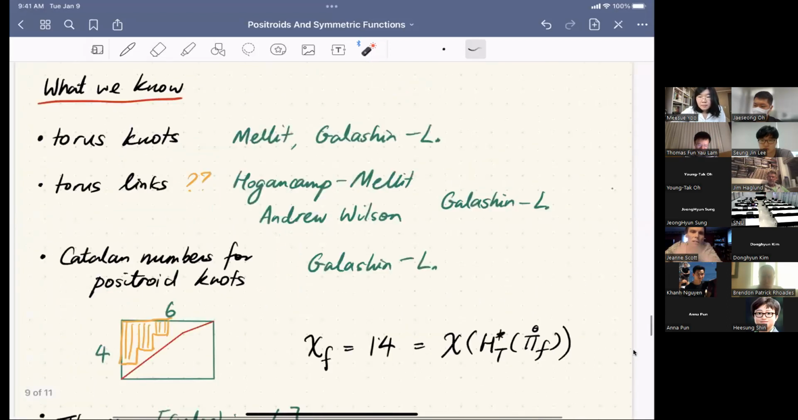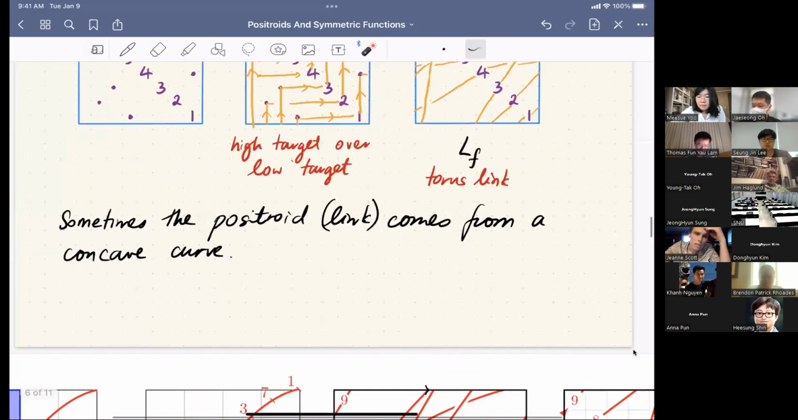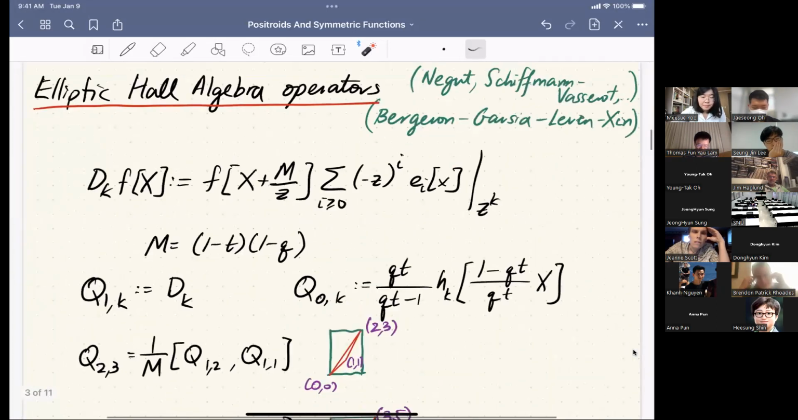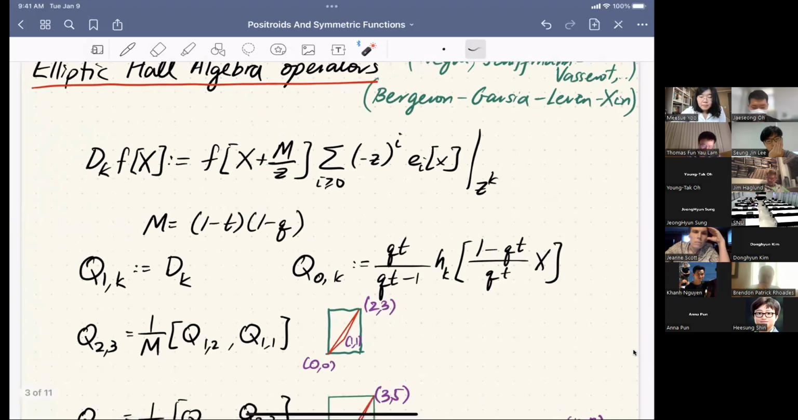So one feature of just this EHA algebra, this large collection of elliptic Hall algebra operators, is that it includes operators Q sub AB, where A and B are integers, not just positive integers, but integers. And there's an SL2Z action on this algebra. So these operators are indexed by lattice points, which are integer vectors in two-dimensional space. And there's an SL2 action on this coming from a torus.